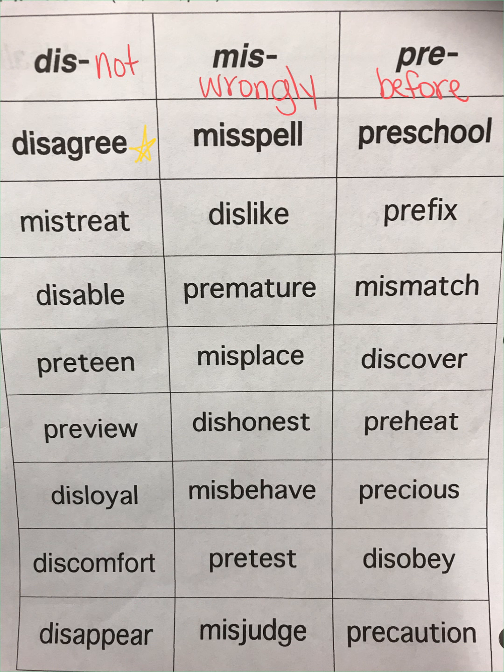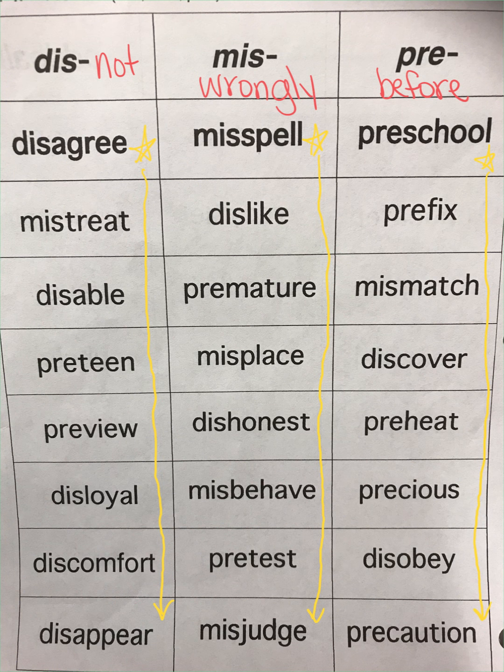We have disagree, mistreat, disable, preteen, preview, disloyal, discomfort, disappear. Then we have misspell, dislike, premature, misplace, dishonest, misbehave, pretest, and misjudge. Then we have preschool, prefix, mismatch, discover, preheat, precious, disobey, and precaution.